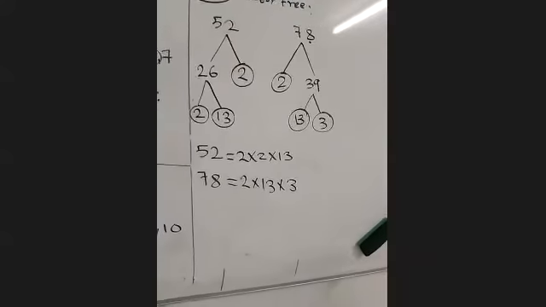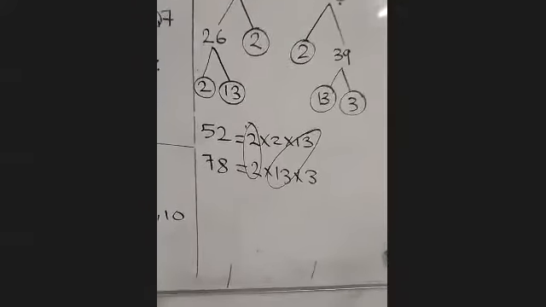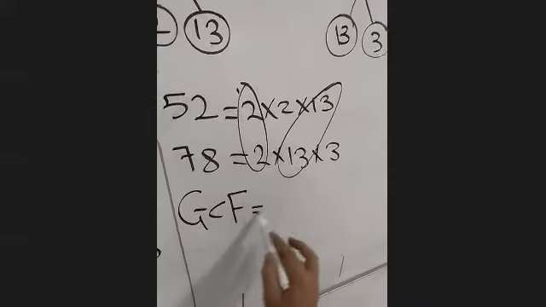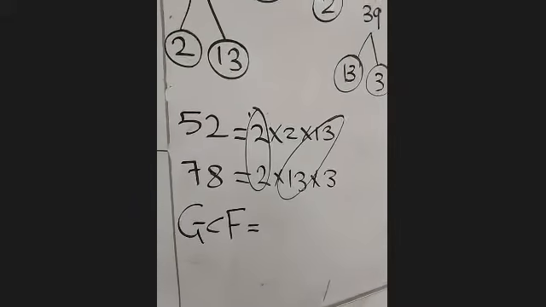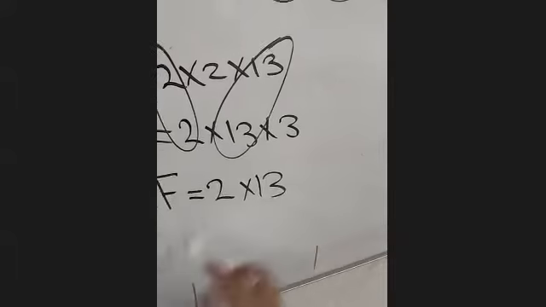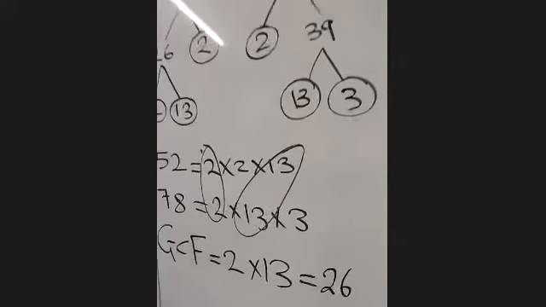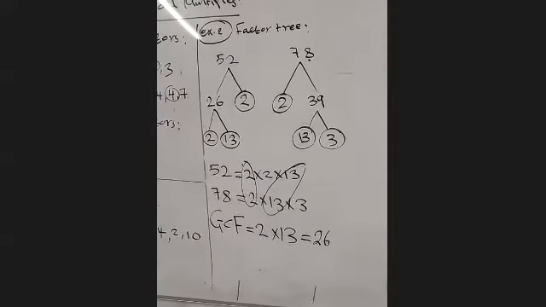Good. Now let's select or make circles about the common numbers, right? Which are 2 and what here? 13. Now the GCF equal. From each group, we take what? One number. Good. 2, it will be 2. Multiply 13. 2 multiply 13, how much? 26. So the greatest common factor is? 26, Mister. Do you understand? Yes, I understand. Good boy.